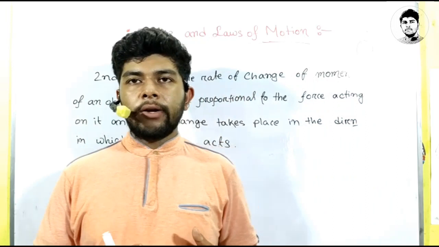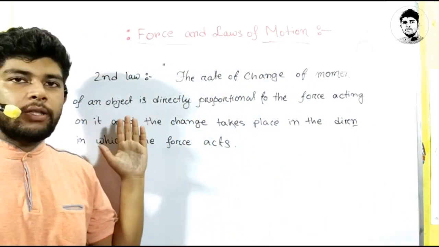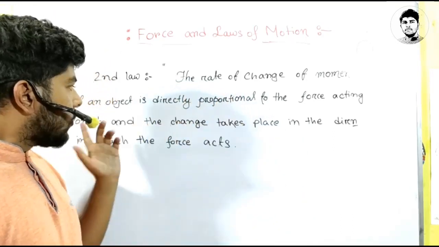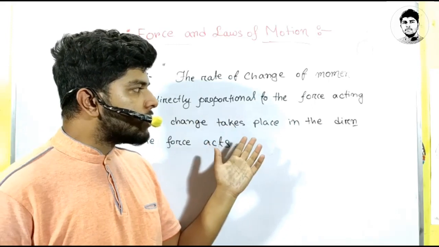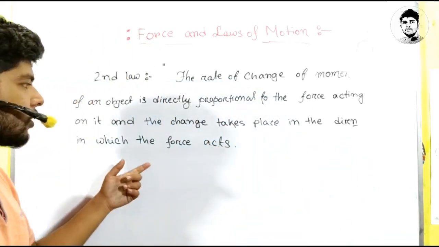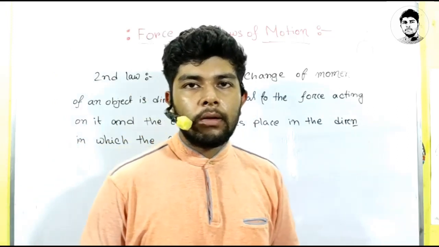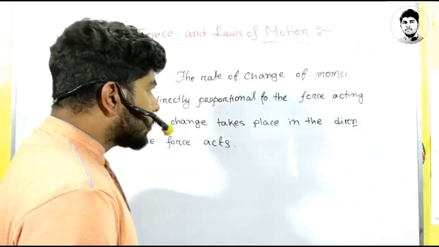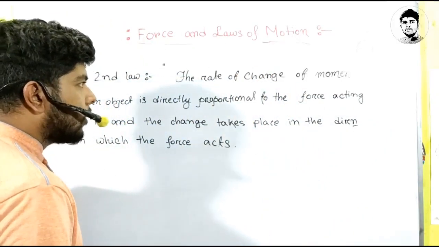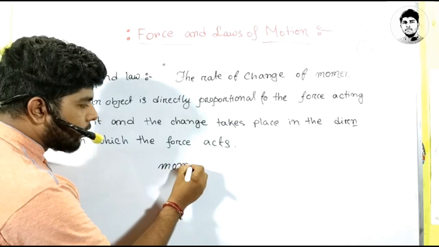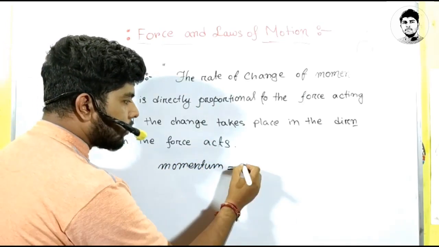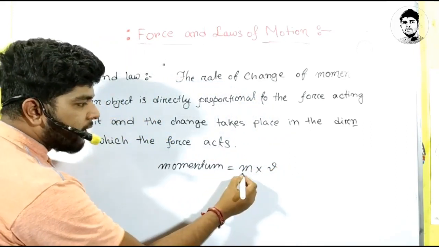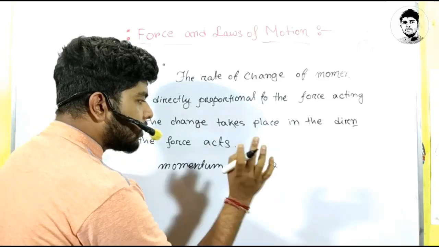It says that the rate of change of momentum is directly proportional to the force acting on that body, and the change takes place in the direction in which the force acts. Let's understand what Newton's second law actually wants to say. So the rate of change of momentum. Now we know that momentum means mass into velocity. Mass cannot be changed because mass is constant, but velocity can be changed.